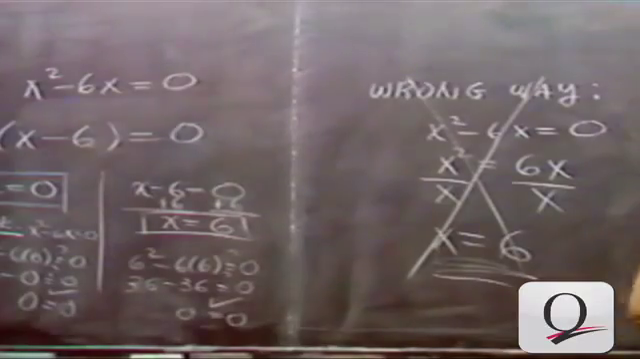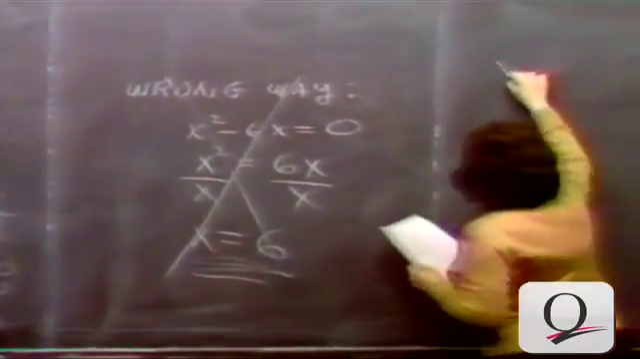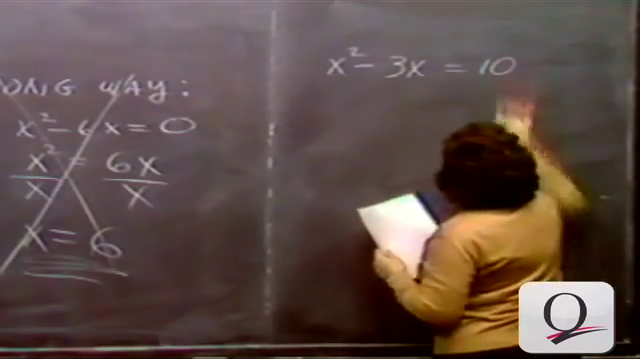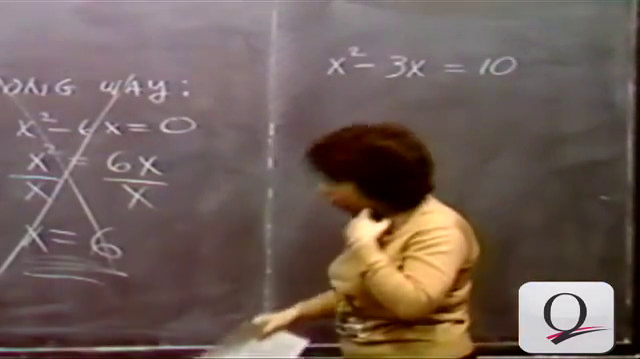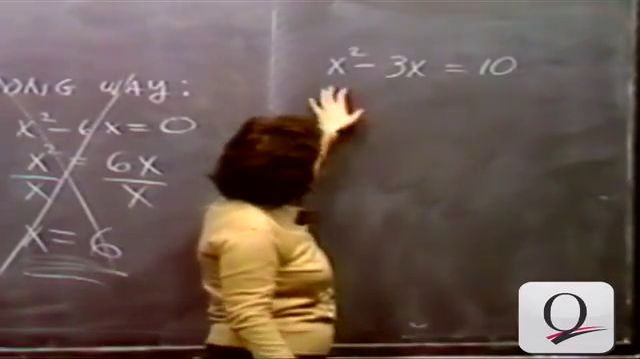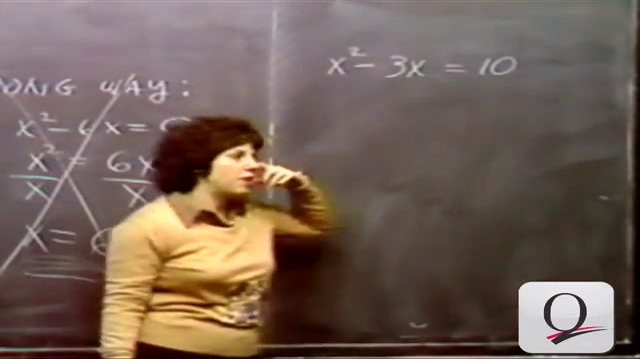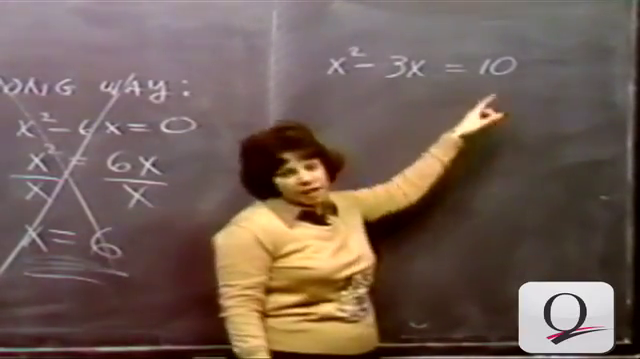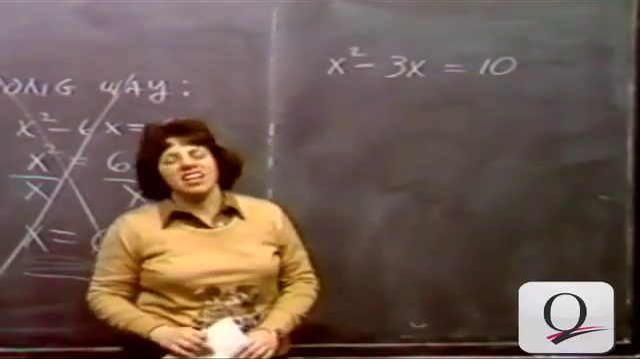Okay, let's look at another example. x squared minus 3x equals 10. Where some people make mistakes in this example is that they immediately start factoring. They say, well, x squared minus 3x is x times x minus 3. What they've ignored, of course, is the fact that you have 10 on the right-hand side, not 0.